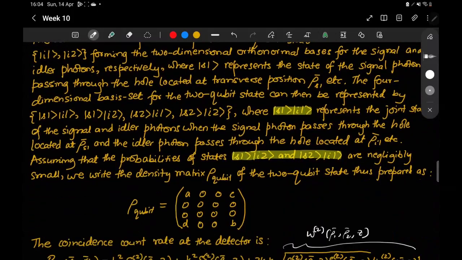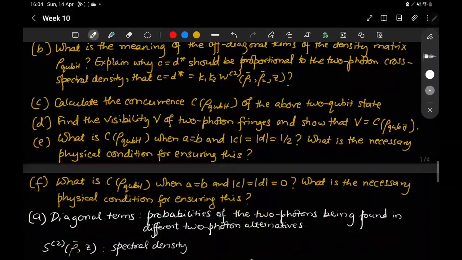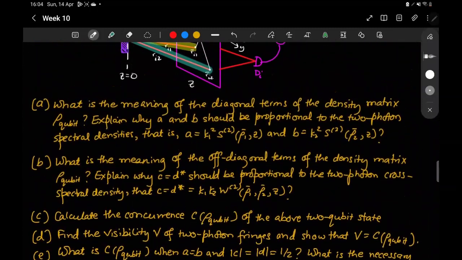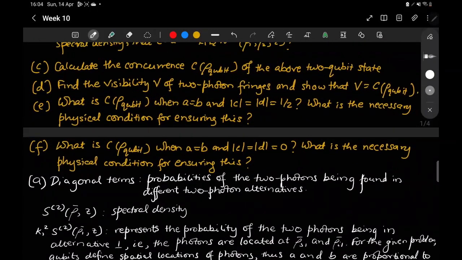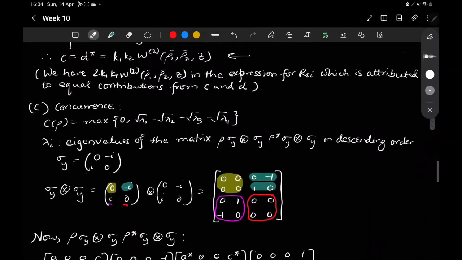Take a few minutes to just recapitulate what we did over here. There were a lot of parts involved. We mainly found concurrence and the method for finding concurrence.